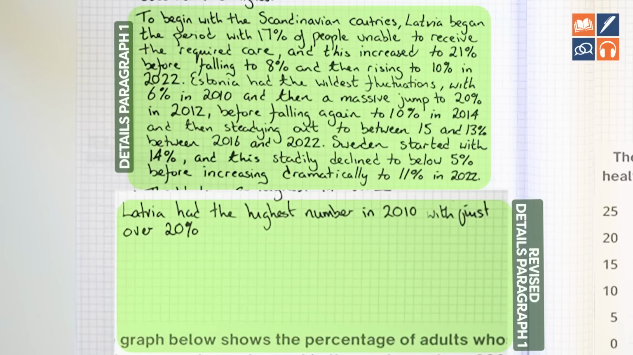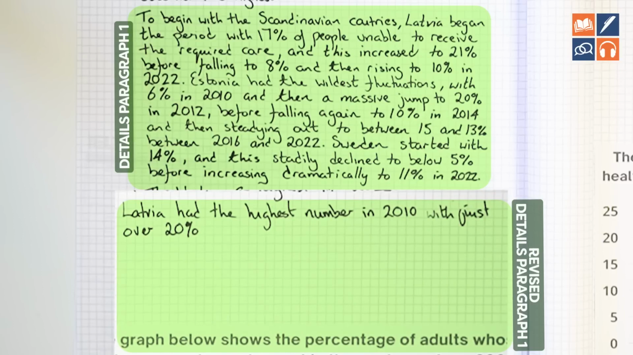The Band 6 student starts in 2008, then talks about what happened in 2010, and then every single value nearly. What the Band 8 student is doing is they are selecting the most important data. 2008 for Latvia is not the most important thing. It is the fact that out of the whole chart, it had the largest number. So you can see the difference between a shotgun approach, just writing everything, and a sniper approach, selecting.